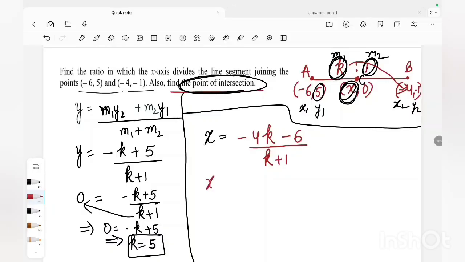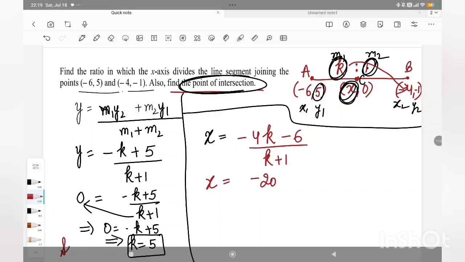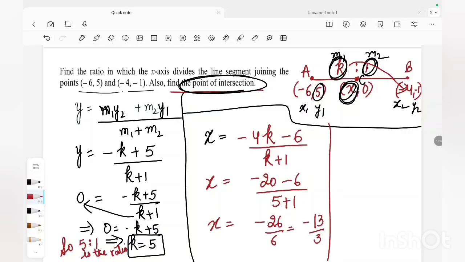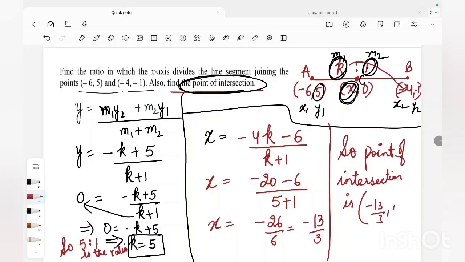You have successfully found the value of k. Put the value here. Minus 20, k is 5. The ratio you have just calculated, na? So 5:1 is the ratio. Upon 5 plus 1, minus 26 upon 6, that is minus 13 upon 3. So the point of intersection is minus 13 by 3, 0. Done. Let's move to the next question.